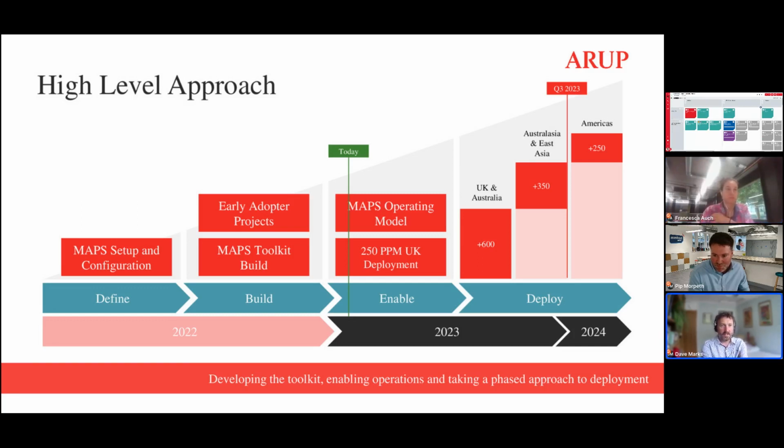So you can see there that as of today, we're in our initial deployment within the UK, within the PPM specialists. At the moment that's quite a small, manageable deployment. The reason for it being that way is that we want to make absolutely sure that we're deploying to a cohort the size of which we can properly support in use. And that's where the MAPS operating model comes in.